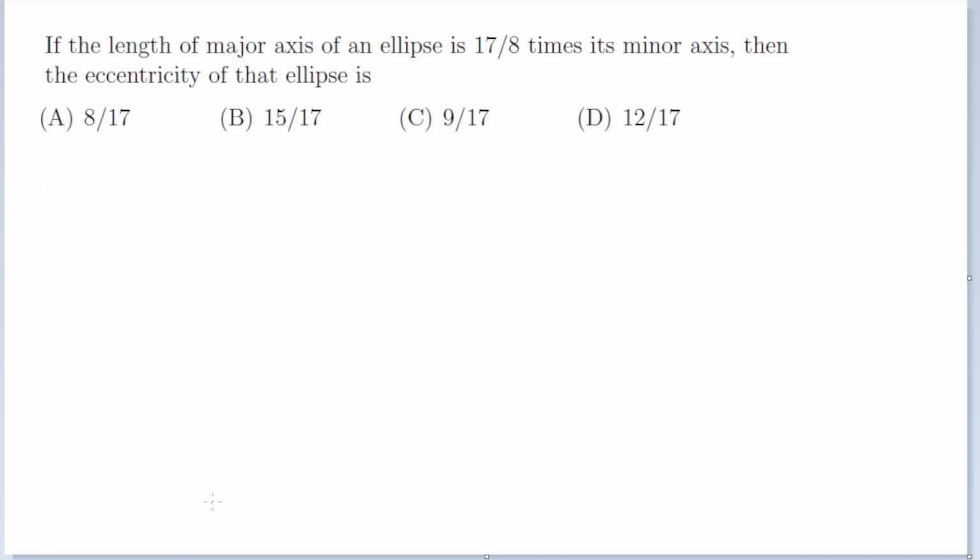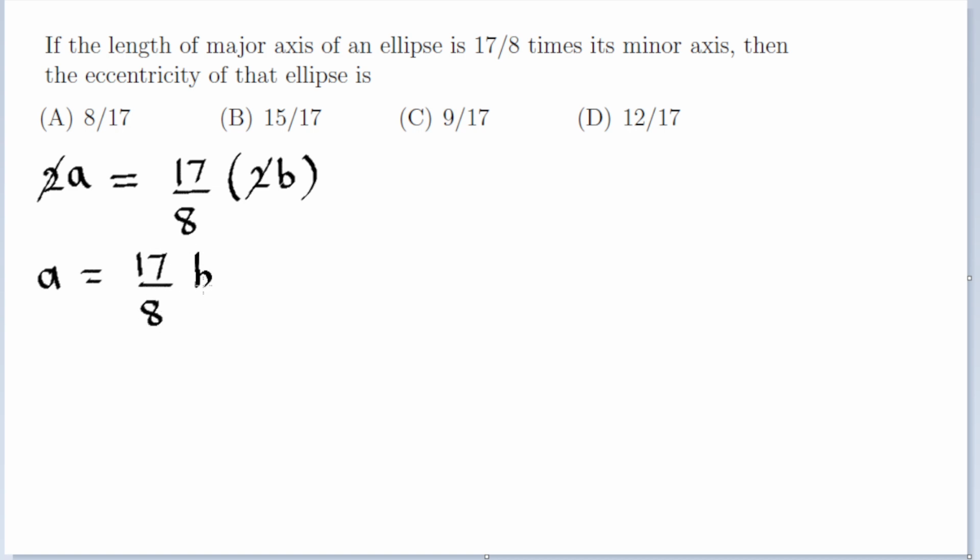If the length of major axis of an ellipse is 17/8 times its minor axis, then the eccentricity of that ellipse is which of the following? So in this question, major axis, that is 2a, is given to be 17/8 times minor axis, that is 2b. Let's cancel 2 and we will get a equal to 17/8 times b. So basically we get a connection between a and b.